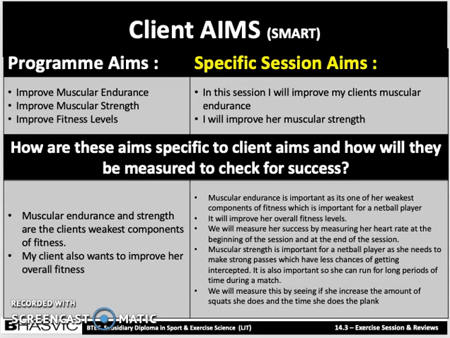We will measure her success by measuring her heart rate at the beginning of the session and at the end of the session to see if she was working at 70 to 80% of her maximal heart rate.